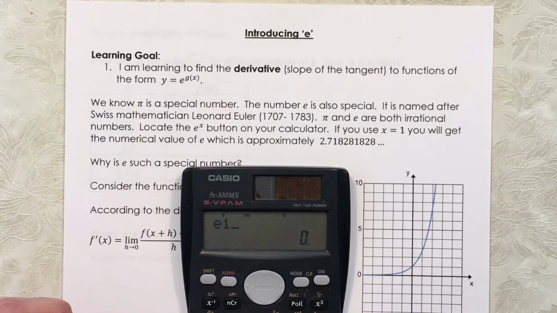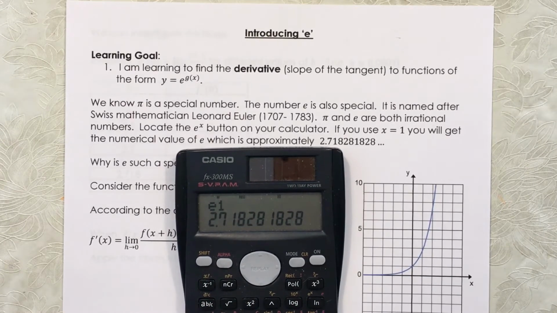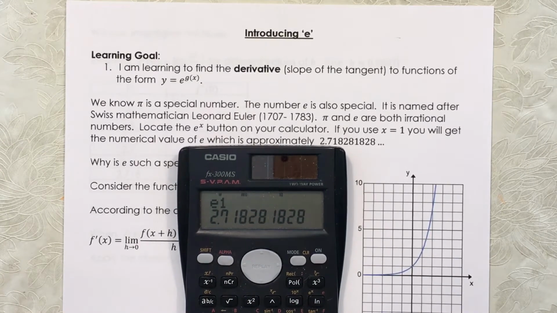And then e to the 1, for instance, is approximately, remember, because this is a decimal that goes on forever, but the calculator will tell you 2.718281828. Okay, so it's approximately that, whereas pi is approximately 3.14157. E is approximately 2.71828. Okay, but it goes on and on forever.